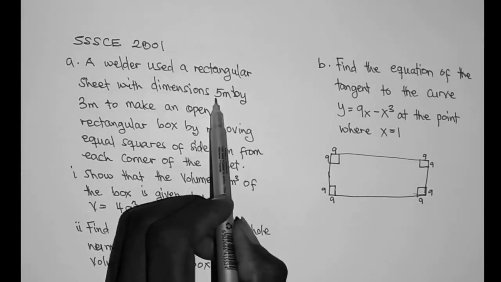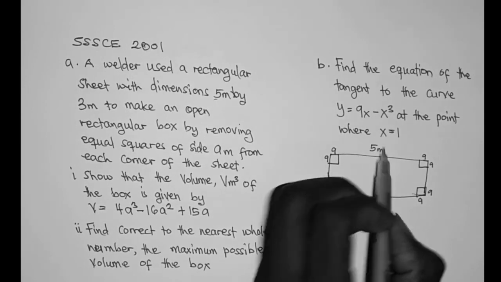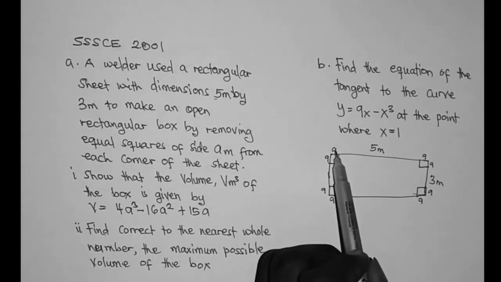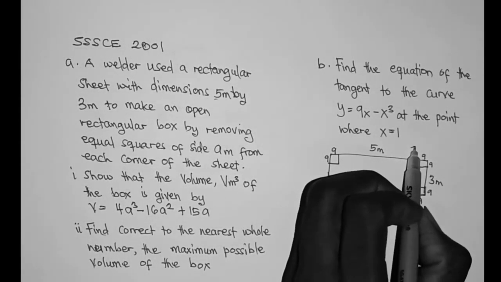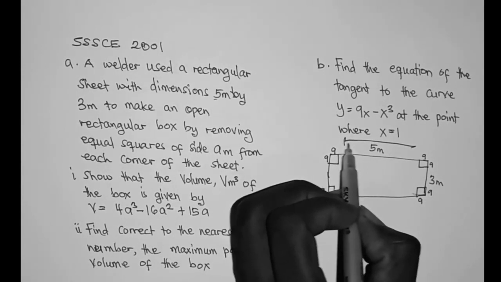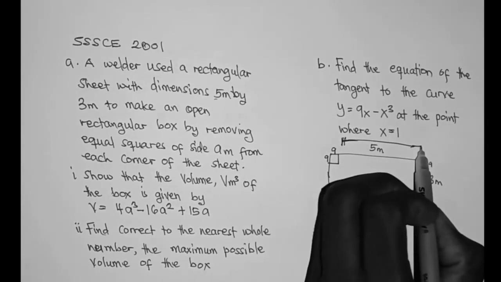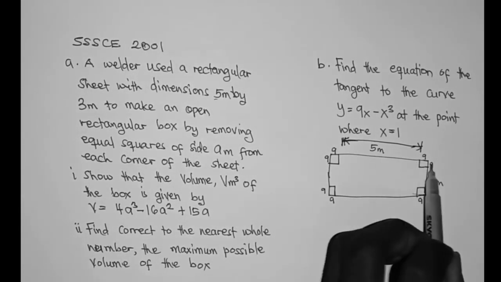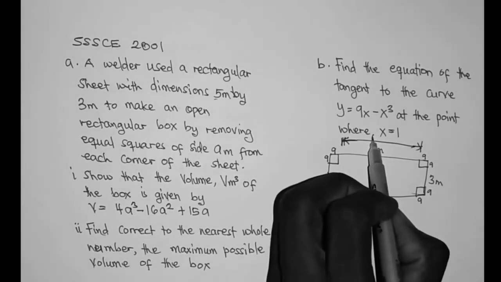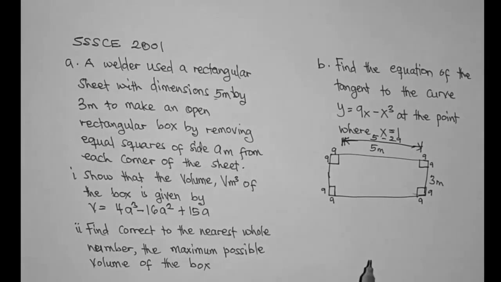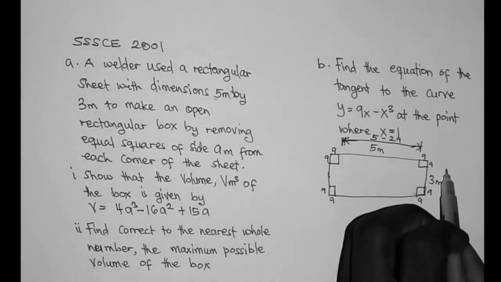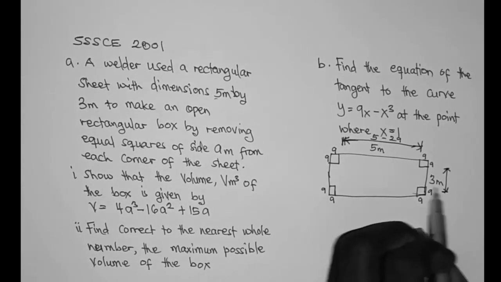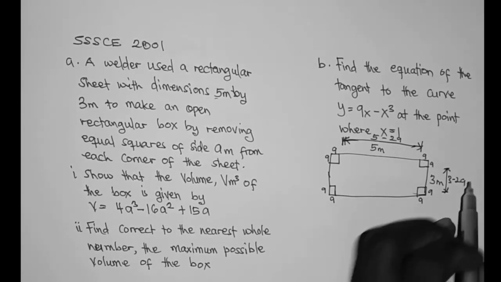But from the question, the length is 5 meters and the breadth is 3 meters. So if you remove A meters from here, A meters from here, what is the remaining length from this side to this portion? It's going to be A plus A, which is 2A. So you remove 2A from 5 meters, and this part will be 5 minus 2A. And what about this side, which is 3 meters? You remove 2A from that side, so it will be left with 3 minus 2A.